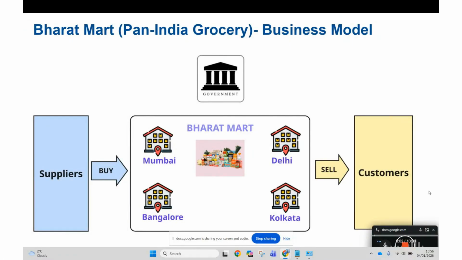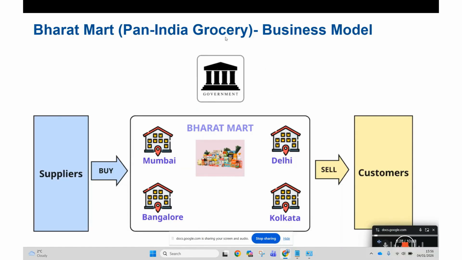So, let's start with our business model. We are tracking Bharat-Mart, a pan India grocery store, and this is their business model. They have a set of suppliers. From there they buy their inventory and then they sell it to the customers. They operate across four different regions within India. In the west they have Mumbai, in the north they have Delhi, in the east they have Kolkata, and in the south they have Bangalore.